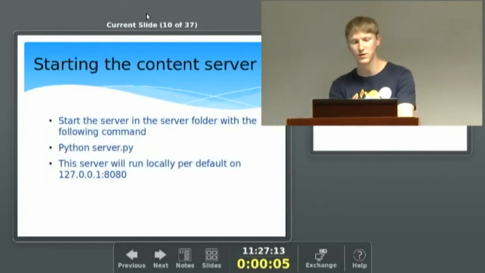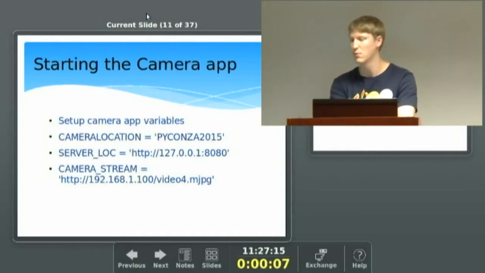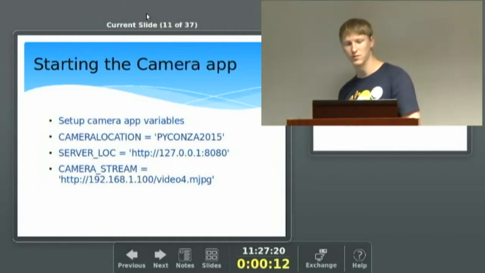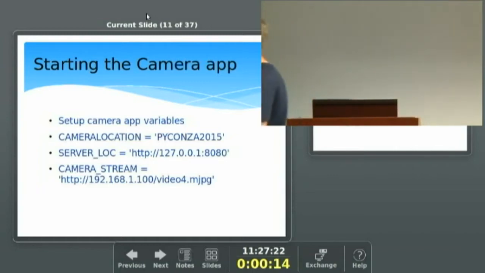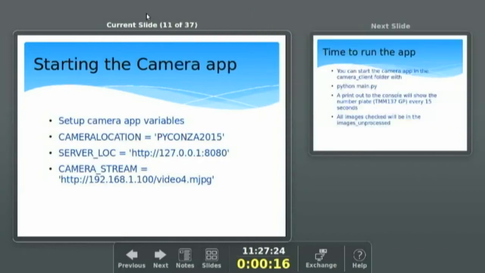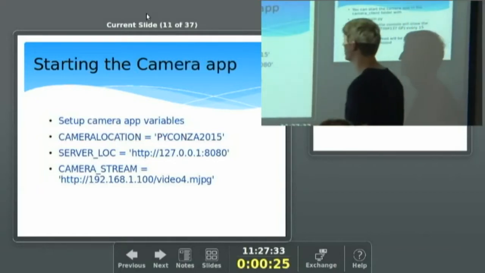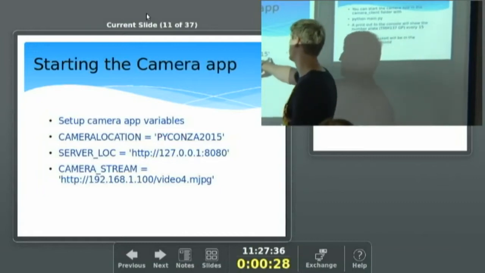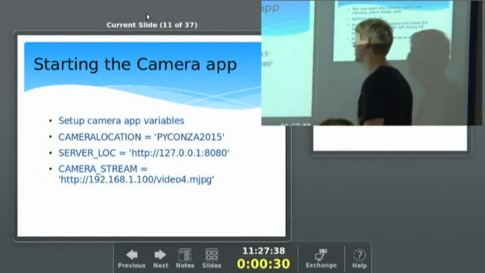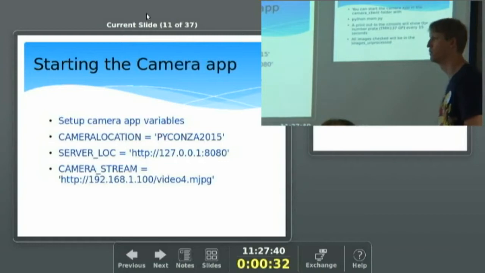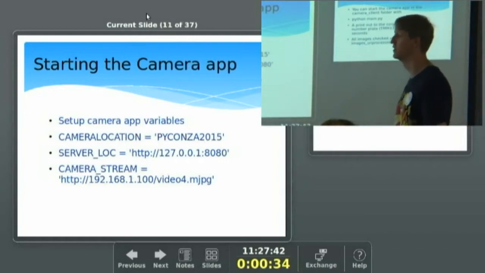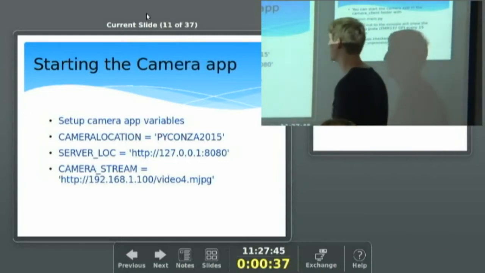Okay, so once the server is up and running, we can start running the camera app to see if it works or not. In the camera file, you want to set up a couple of settings. The first is your camera location, because you want to tell the camera where it is, and you want to be able to search the stored data by location. In this case, I named it PyCon ZA 2015, but in the case of a community, it would probably be the corner of this street and that street, or wherever the location is.